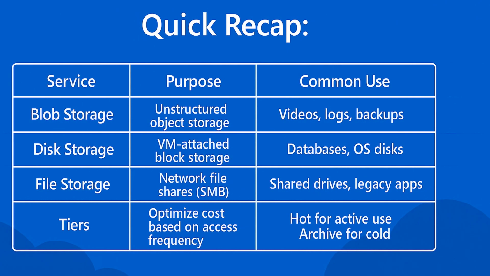A quick recap. So you have the Blob storage service, which is unstructured object storage for videos, logs, backups, etc. You have disk storage, which is VM attached block storage, and its common uses are databases and OS disks. You have file storage, which is network file shares using the SMB protocol, and common use cases: shared drives, legacy apps. And then you have the tier aspect that allows you to optimize cost based on access frequency. Hot is for active use, and then there's cool and archive as well, and archive is really for the cold side of usage.